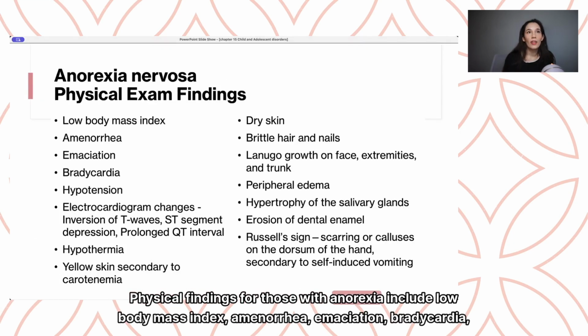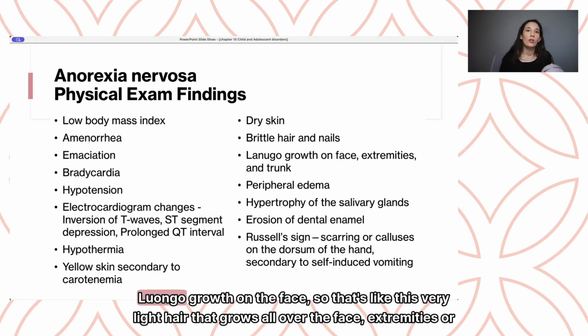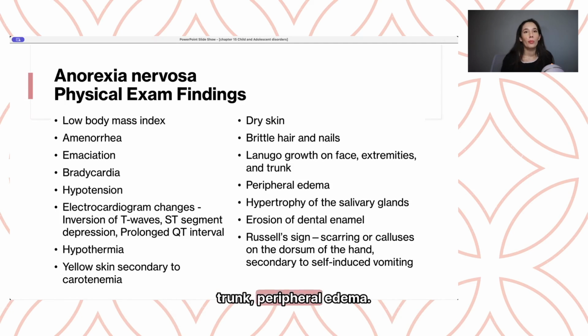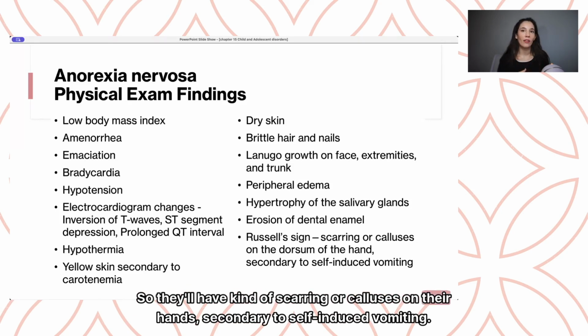Physical findings for those with anorexia include low body mass index, amenorrhea, emaciation, bradycardia, hypotension, EKG changes, hypothermia, yellowing of the skin secondary to carotenemia, dry skin, brittle nails, lanugo growth on the face. So that's like this very light hair that grows all over the face, extremities or trunk, peripheral edema, hypertrophy of the salivary glands, erosion of dental enamel, and Russell signs. So they'll have kind of scarring or calluses on their hands secondary to self-induced vomiting.